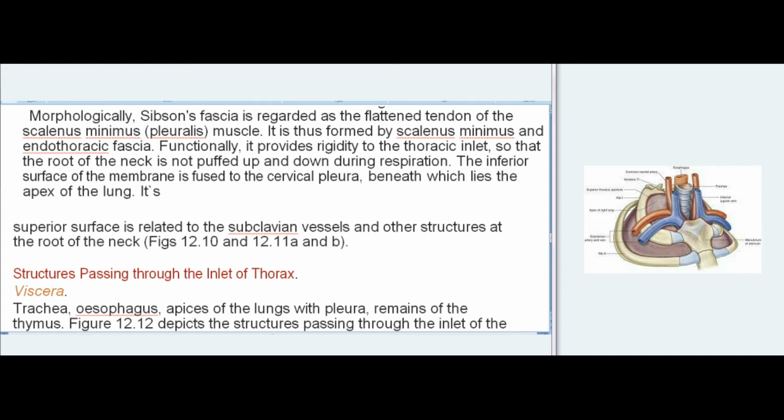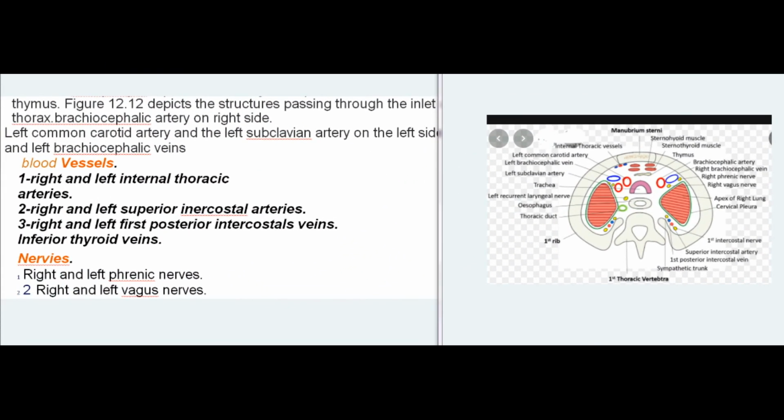Structures passing through the inlet of thorax. Viscera: trachea, esophagus, apices of the lungs with pleura, remains of the thymus. Figure 12.12 depicts the structures passing through the inlet of the thorax. Brachiocephalic artery on right side. Left common carotid artery and the left subclavian artery on the left side. Right and left brachiocephalic veins.